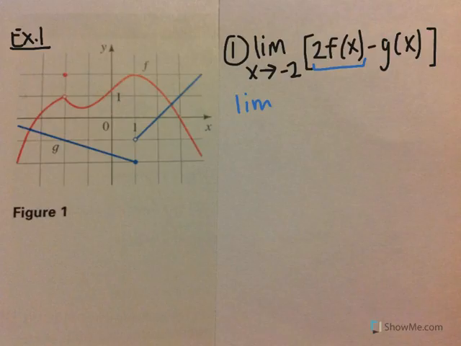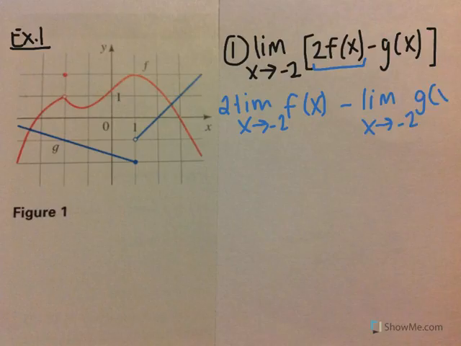So this is the same thing as 2 times the limit as x approaches -2 of f of x, and then minus, and we're going to use the second one, the difference, the limit as x approaches -2 of g of x. We're going to use the graph to find that. So f of x is the one in red here. As x approaches -2, so here's -2 right here, from each direction, the y value is 1.